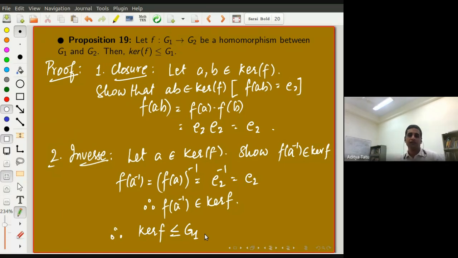I'm saying special because I have not yet disclosed the name for that special property that some subgroups have. But do keep this in mind. Kernel of F is a very special kind of subgroup. Okay, let's move ahead.